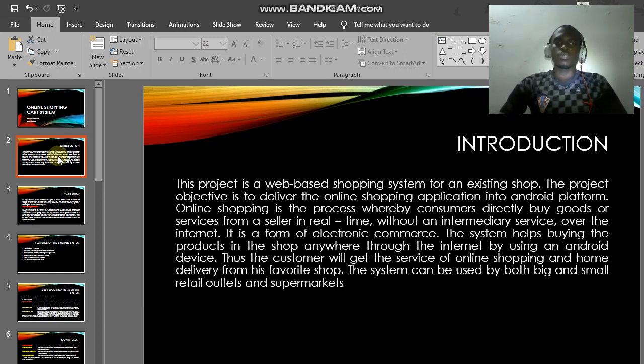Online shopping is a process whereby consumers directly buy goods or services from a seller in real time without an intermediary service over the internet. It is a form of electronic commerce. The system hosts buying the products in the shop anywhere through the internet by using an Android device. Thus, the customer will get the service of online shopping and delivery from his favorite shop. The system can be used by both big and small retail outlets and supermarkets.